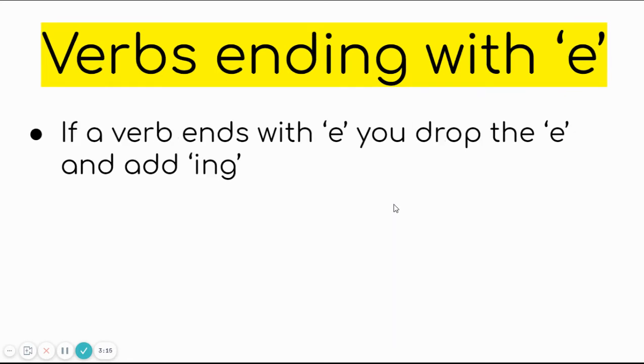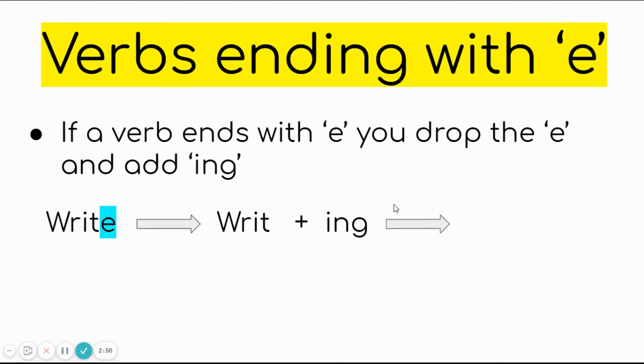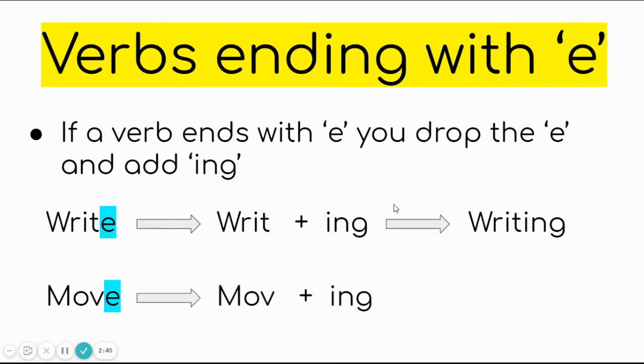Now, verbs ending with E. If a verb ends with the letter E, you drop the E and add ing. So for example, write ends with an E, and that will change into writ and ing. We can join them together to make the verb writing. Another example, move is a verb that ends with E. That can become mov. You drop the E and add ing, and that gives us the verb moving.